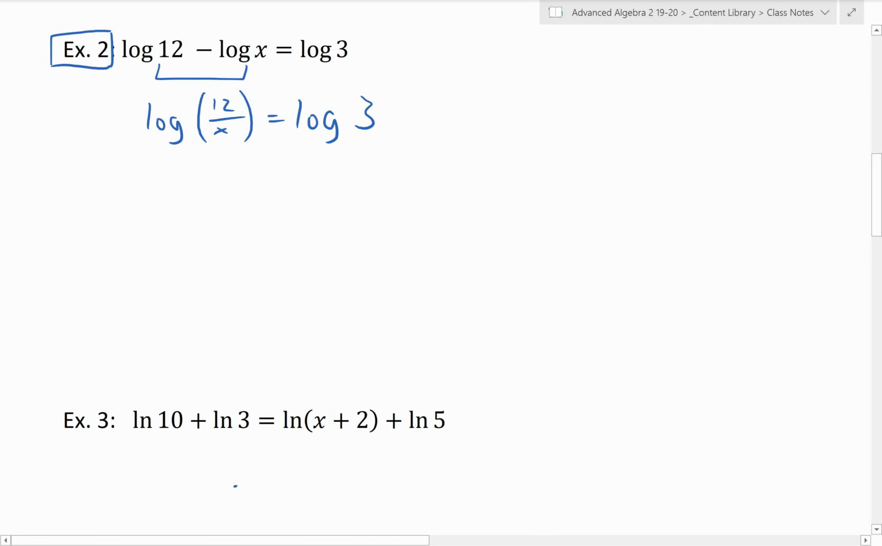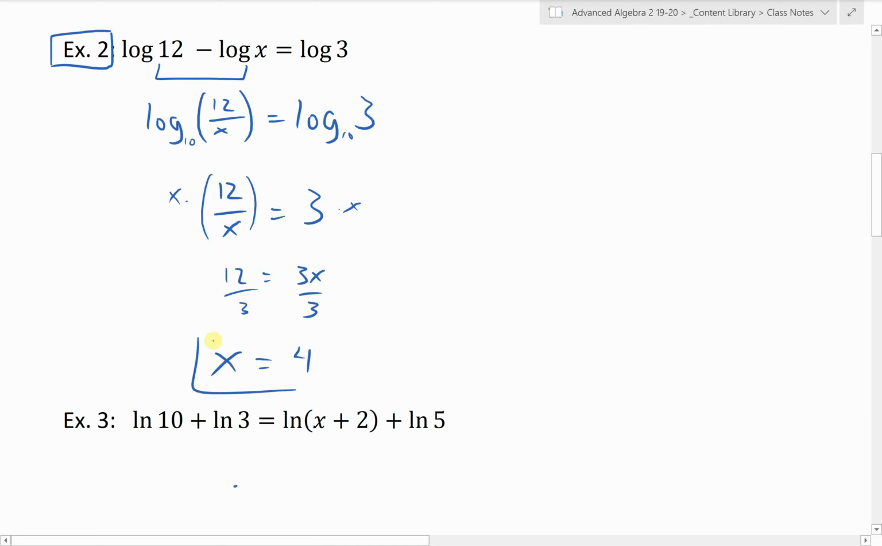So I want to use my product, quotient, and power rules, whichever ones are relevant to the problem, to condense the multiple logs so that I have a single log on each side. Once I have a single log, and these are both common logs, so we know they're both base 10, on each side with like bases, we can simply set the powers equal to each other and then use inverse operations to solve from there. So 12 equals 3x, divide by 3, and x equals 4.